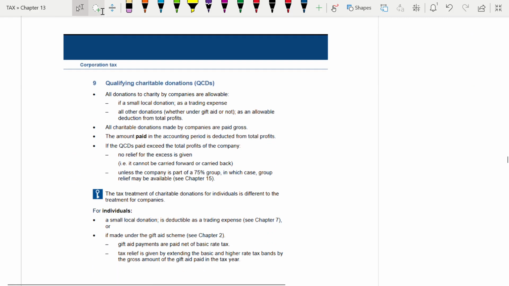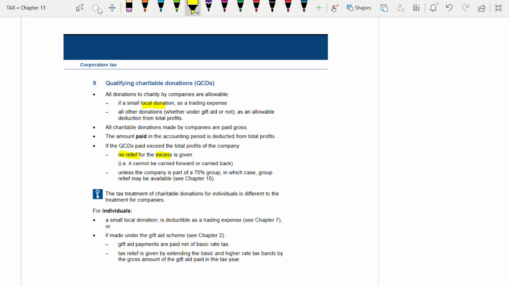Now, qualified charitable donations are very sensitive. All donations to charity by companies are allowable. If it is a small local donation, it is a trading expense. All other donations, whether gift aid or not, are an allowable deduction from profit. All charitable donations made by companies are paid gross. The amount paid in the accounting period is deducted from the total profit. If the qualifying charitable donations paid exceed the total profit, sometimes donations will be more and profits less, no relief is given.